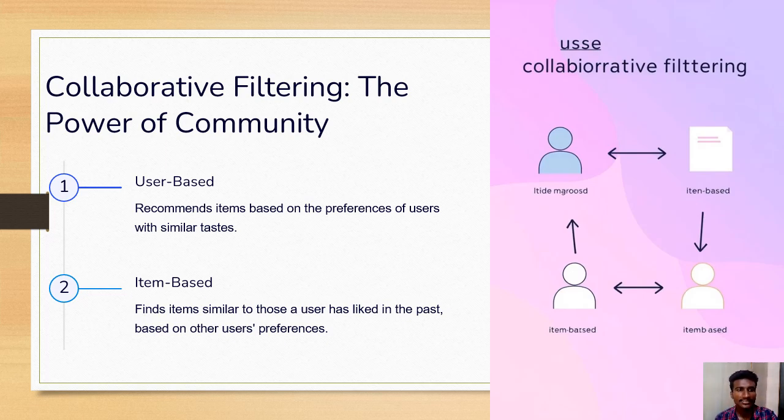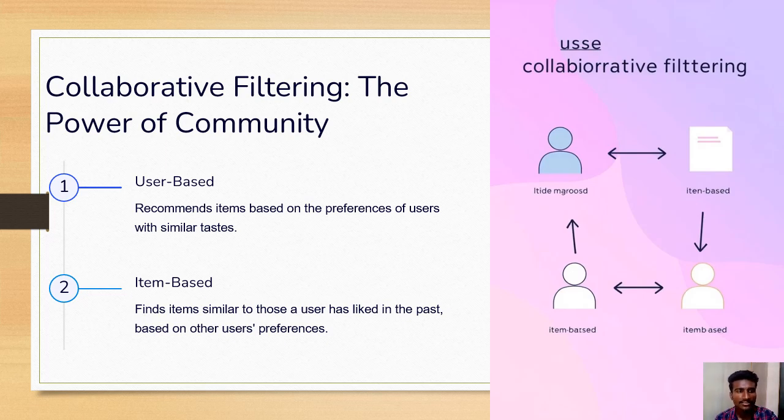There are some challenges in recommender systems. Cold start problem, difficulty recommending for new users or items with insufficient data. Scalability, handling large data sets with millions of users and items efficiently. Data sparsity, limited user item interactions can reduce prediction accuracy.